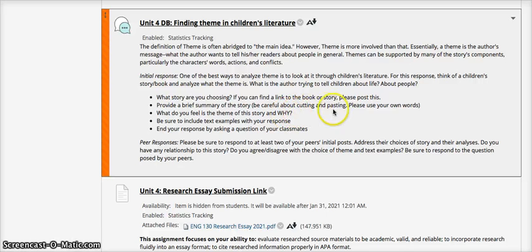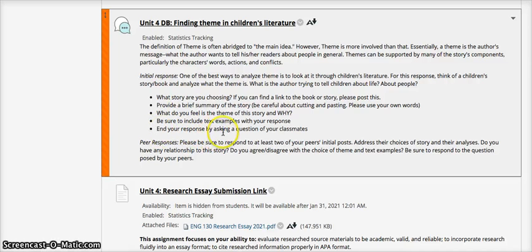Be careful about cutting and pasting. Don't copy and paste a summary of the book from an online resource. Always just use your own words from your mind. What do you feel is the theme of the story and why? Be sure to include text examples in your response. And end your response by, this is actually very crucial, let me back it up here.